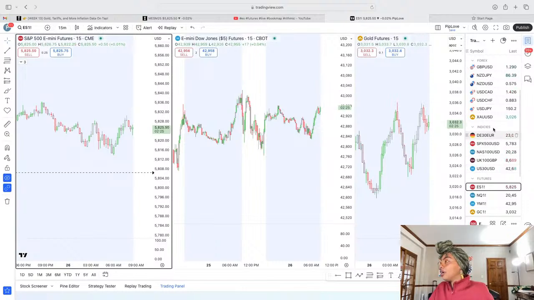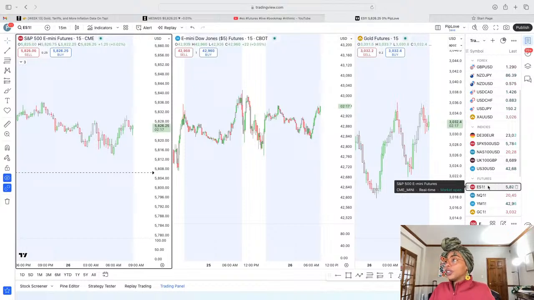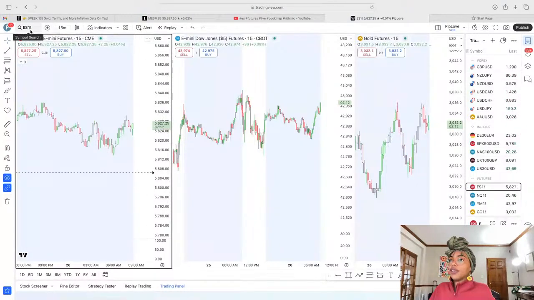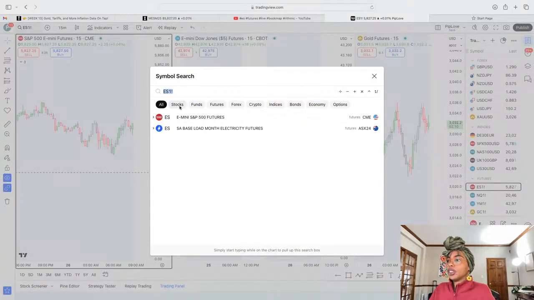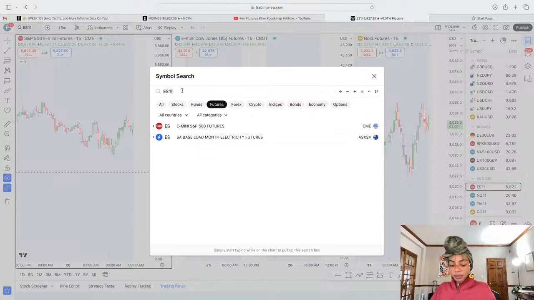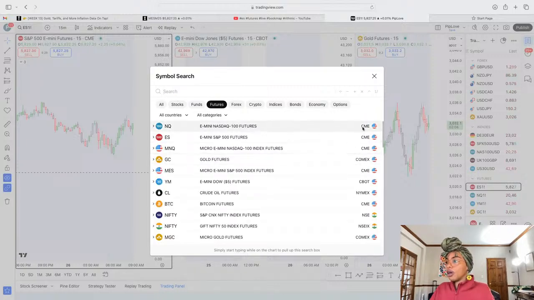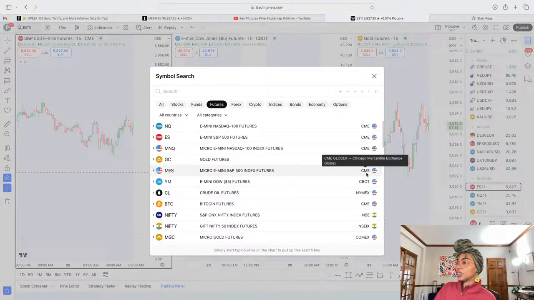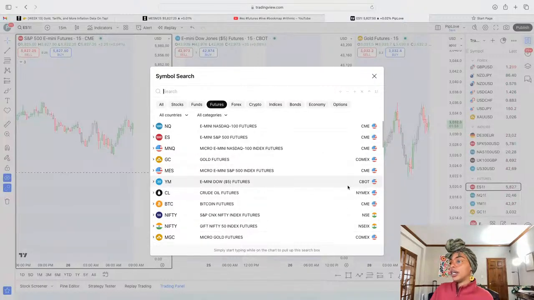Let's clean up our charts here. Okay, so for instance, as you can see, because this is traded by a centralized broker, when you're trading ES and you're looking for ES here in TradingView, when you're doing your symbol search, come right over here to futures. And you'll see all the futures are by the CME or NYMEX, which is the New York Mercantile Exchange. You have the Chicago Mercantile Exchange. And these are the only pairs that you have up.